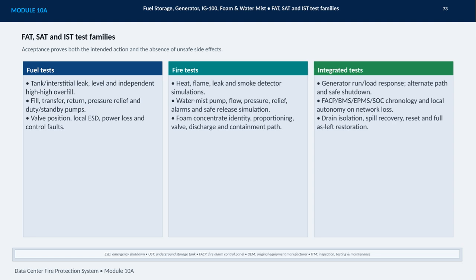For foam, the focus includes concentrate identity, proportioning, valves, discharge, and the containment path. Integrated testing then demonstrates generator run and load response, alternate paths, safe shutdown, and the correct chronology across the FACP, BMS, EPMS, and SOC. We also confirm local autonomy during network loss, drain isolation, spill recovery, reset, and complete as-left restoration. Together, these tests show that individual systems, interfaces, and recovery actions work safely as one complete protection system.